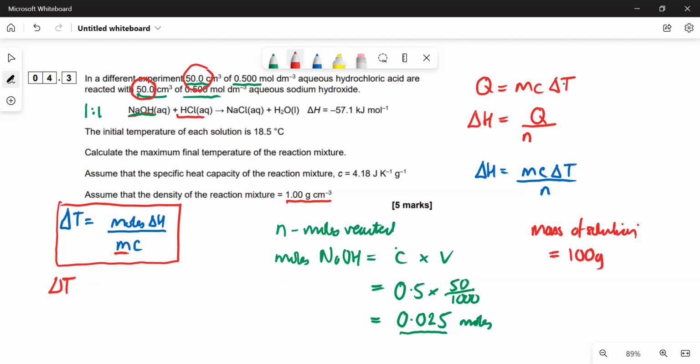I'll just say one more thing about specific heat capacity here. We're going to have to be careful with that because that's measured in joules per gram. Yeah, joules, not kilojoules. So what I'm going to do with my delta H here is convert my delta H into joules. So I've got to times that by 1,000. So that's going to be equal to 57,100 joules. Okay.